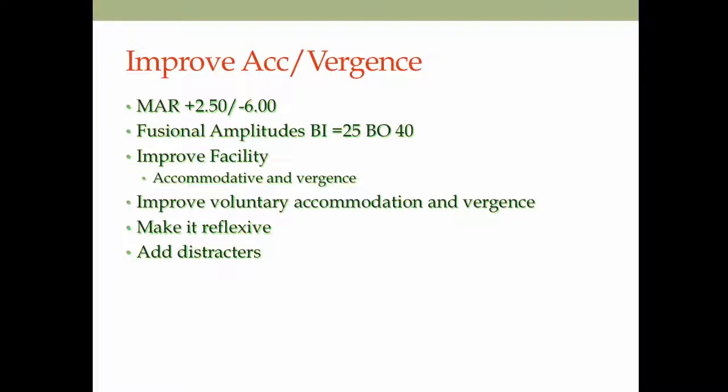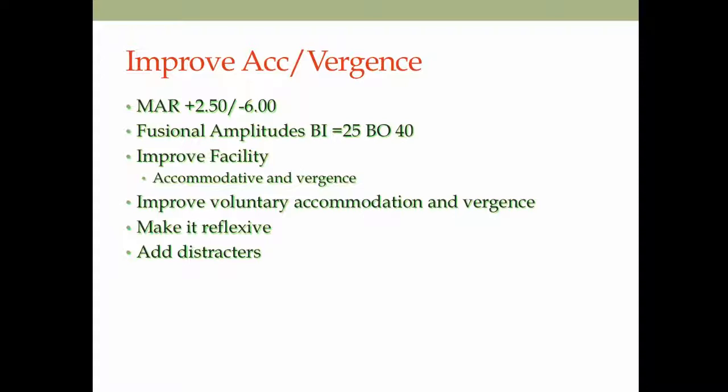As a general rule, we need to improve monocular accommodative rock to plus 2.50, minus 6. We need to get fusional amplitudes up to around 25 base in and base out of 40. And if you do these types of things, the diagnosis is irrelevant. Let me make that statement again. If you can improve monocular accommodative rock up to plus 2.50, minus 6, base in to 25 or 40, it doesn't make too much of a difference what type of deviation or what type of binocular problem they have. It'll probably eliminate it. And we need to improve both voluntary and accommodative vergence. We've got to make it reflexive.